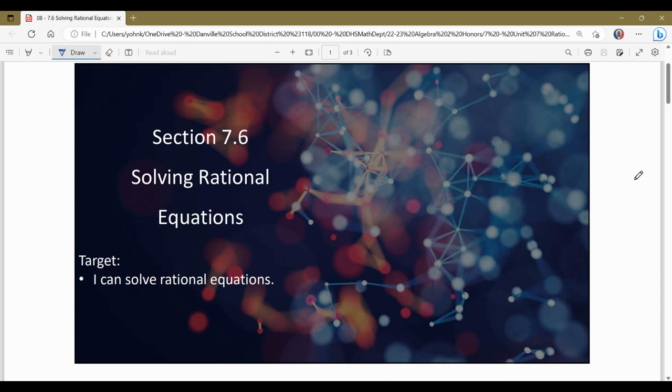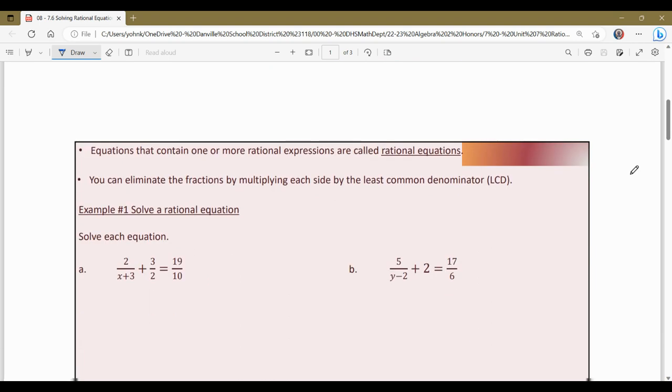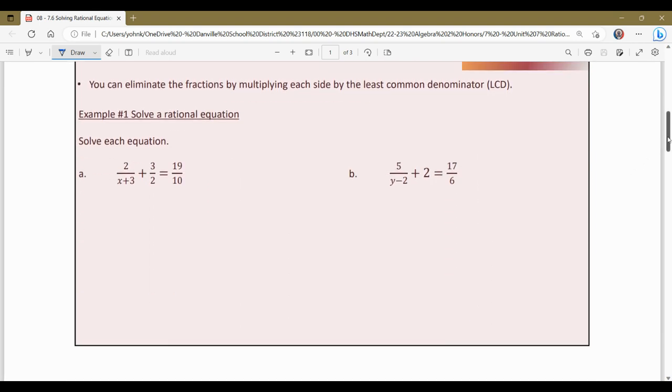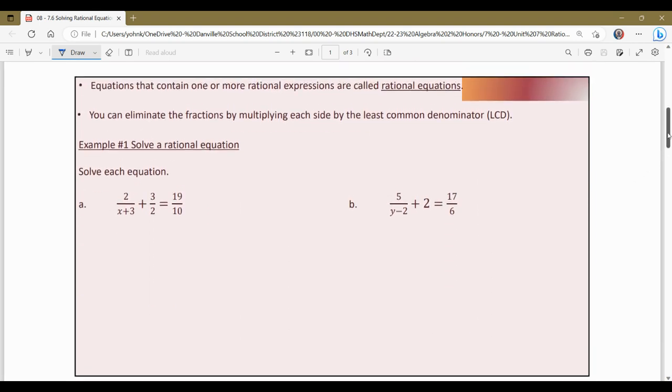Today we're going to learn how to solve rational equations. All of these equations are going to be fraction looking, because rational means fraction. Equations that contain one or more rational expressions are called rational equations. There's easy ways and hard ways to solve rational equations, kids. The easiest way is to eliminate the fractions by multiplying each side by the least common denominator, or the LCD.